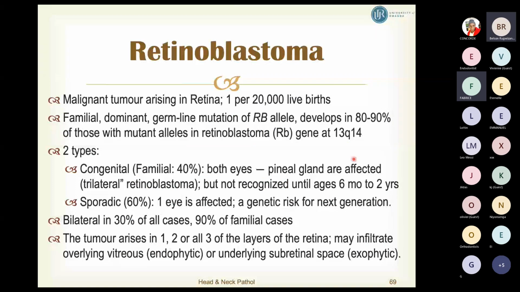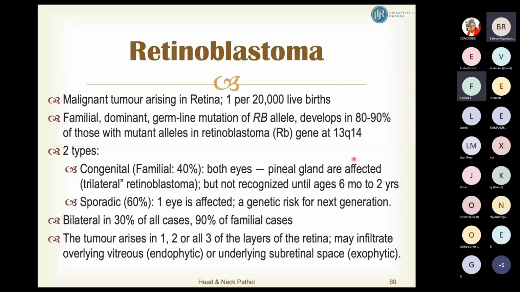So retinoblastoma, this is a malignant tumor arising from the retina, and it is seen in 1 in 20,000 live births. Of 20,000 children born healthy, one of them develops retinoblastoma. It can be familial, and when it is familial, it is transmitted in a dominant way. Now, for the retinoblastoma gene, it is a tumor suppressor gene, not an oncogene. That would be the meaning.